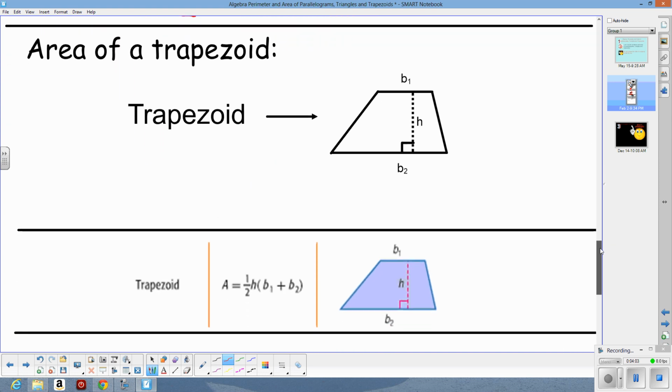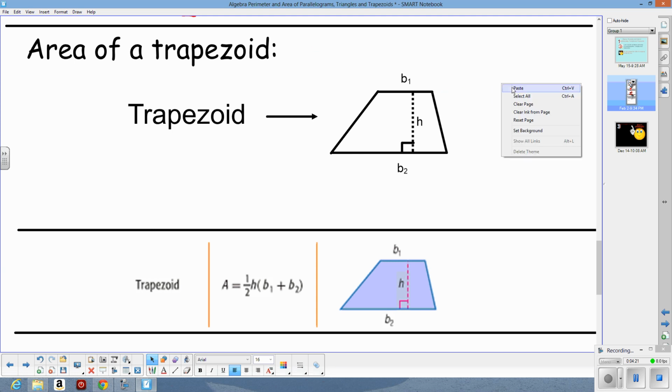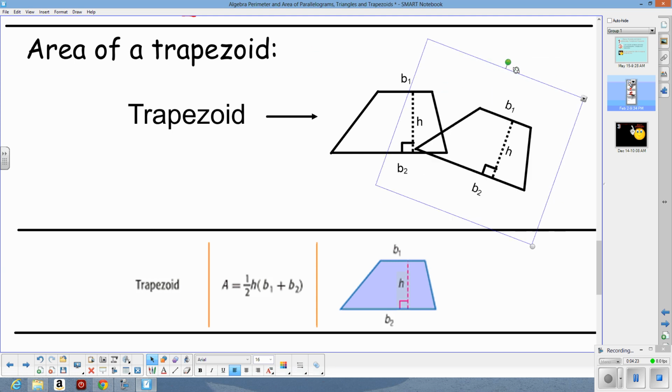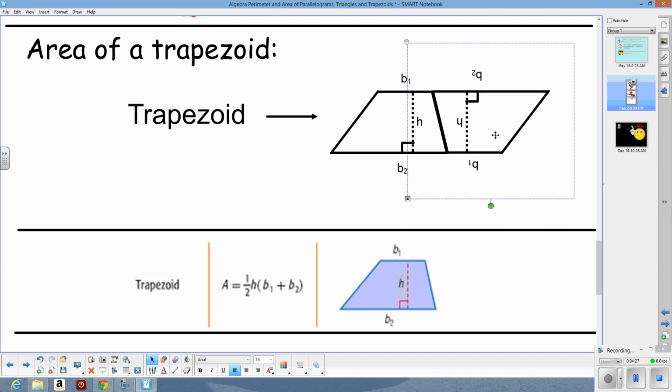All right, our last figure that we're going to work with is a trapezoid. If I were to take this trapezoid, which by the way has one pair of parallel sides, make a copy of it, and spin it around, and stick it together, you would see that it makes a parallelogram. Remember, the area of a parallelogram is base times height.